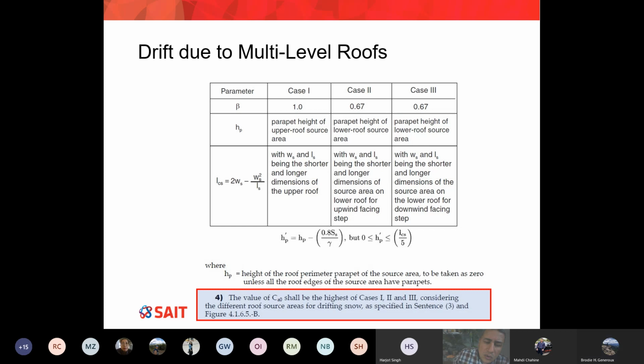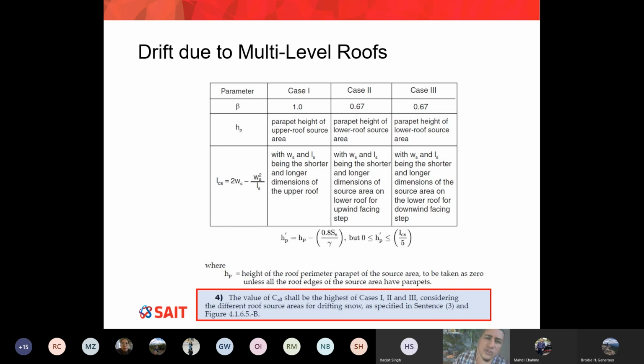I'm asking you. What can you do? That's not possible. The parapet can't be smaller. I understand, but remember that H_P can be zero. Look at the equation. H_P can be zero if your building has no parapet.